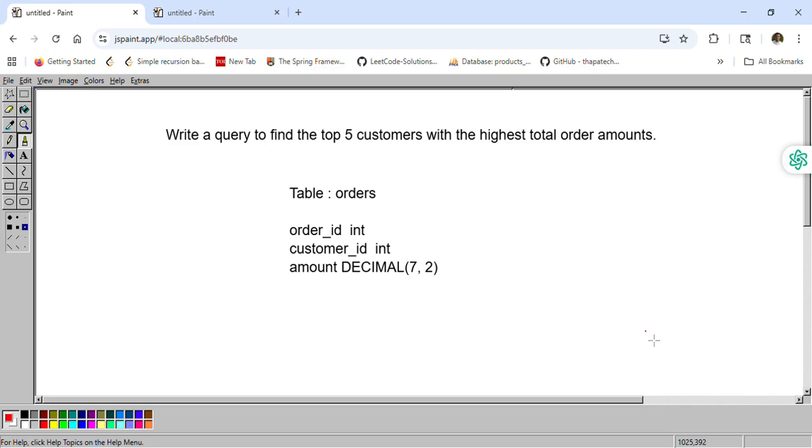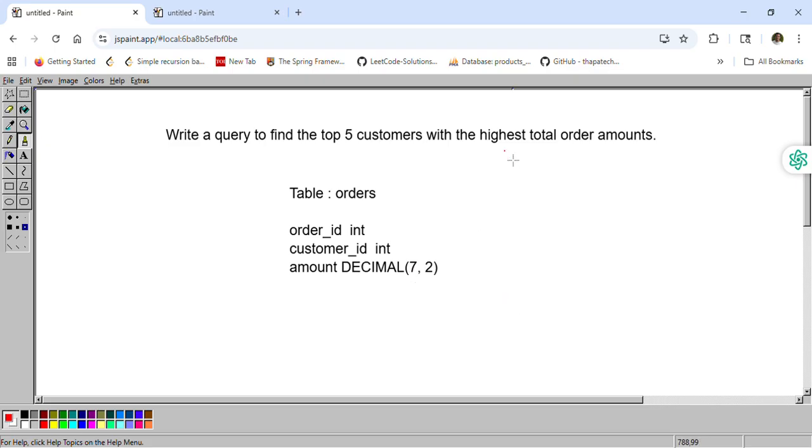So an orders table is given to us. It has 3 columns for simplicity: order ID is an integer, customer ID is an integer, and amount is a decimal (7,2). Obviously it describes the orders for an e-commerce website. Customer ID is a foreign key to a customers table. That is out of scope for now, because you can answer this question without it. And amount is the amount for the order.